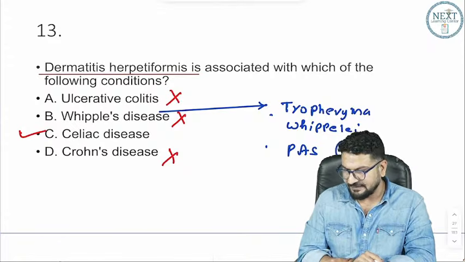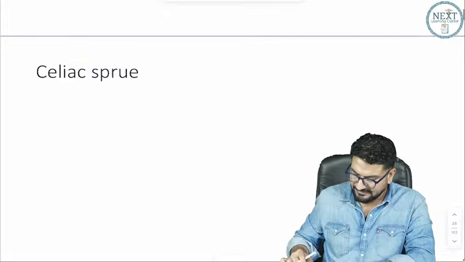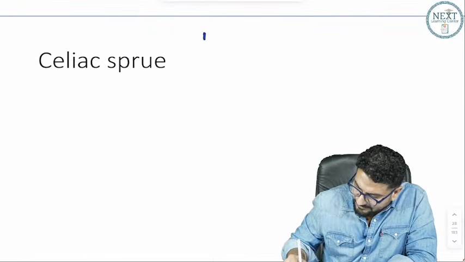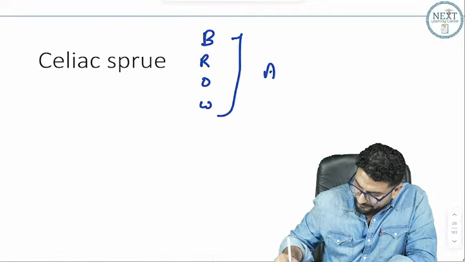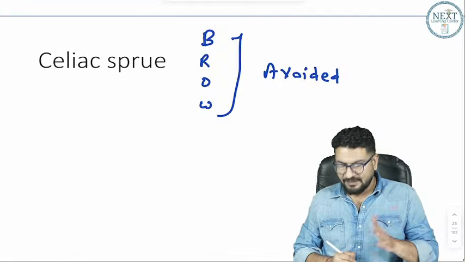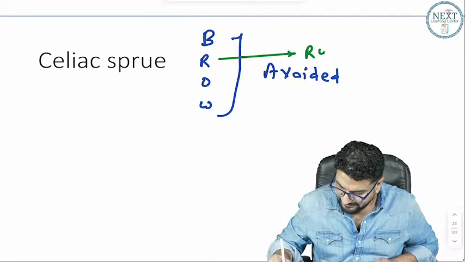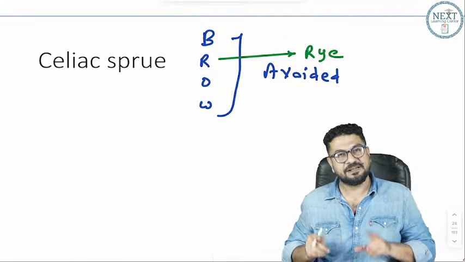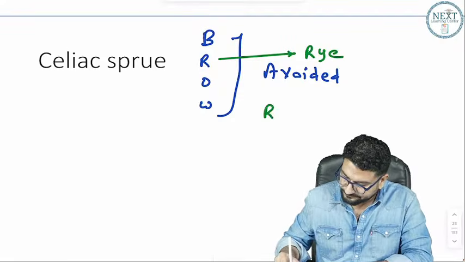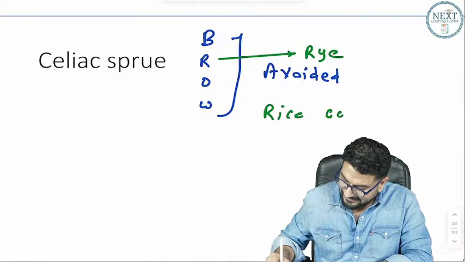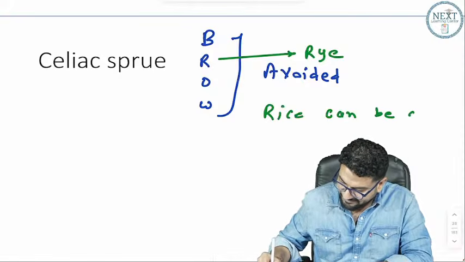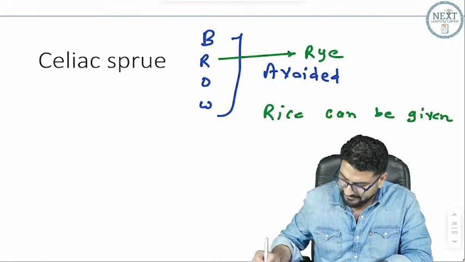Now coming to celiac disease, they ask you a lot of questions. So let's start with all the MCQs. They ask you barley, rye, oat, wheat. These should be avoided. So patients have hypersensitivity to barley, rye, oat, wheat. Just remember, R is rye. R is not rice. Rice can be given. In the last attempt, this also came: rice pulao can be given. So rice can be given.